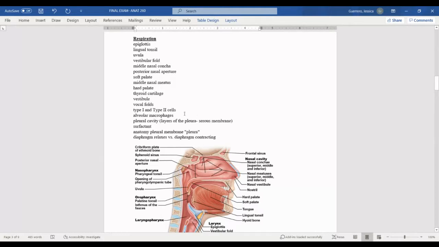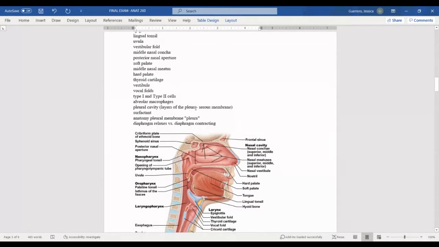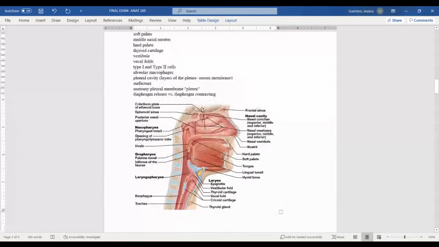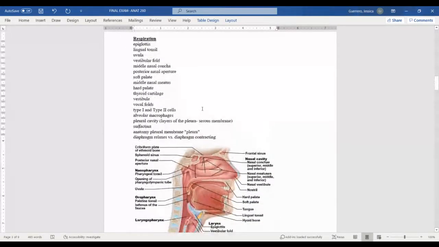the alveolar macrophages, the pleural cavity, which is the membrane surrounds, be familiar with the serous membrane that surrounds each of those lungs, surfactant, which is produced by one of those type 1 or type 2 cells. This pleural cavity, here's the pleural membrane. Okay, diaphragm, what happens when the diaphragm relaxes versus when that diaphragm contracts? And again, if you did the week 7 review, you have a lot of this. All right, so I'm gonna put that where you can see all of that together.